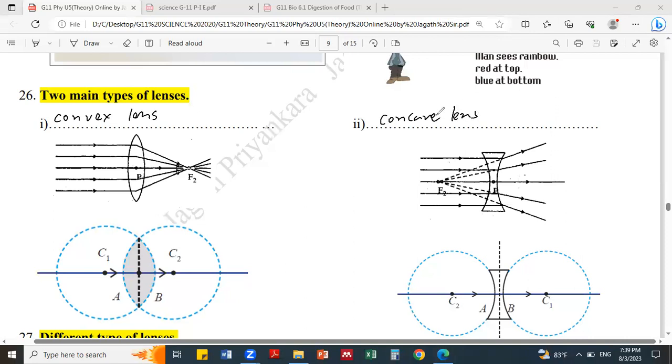Remember, students, this convex lens is also known as convergent lens. Look at here, convergent lens. And this side, the concave lens, is known as divergent lens. Divergent lens. Right.